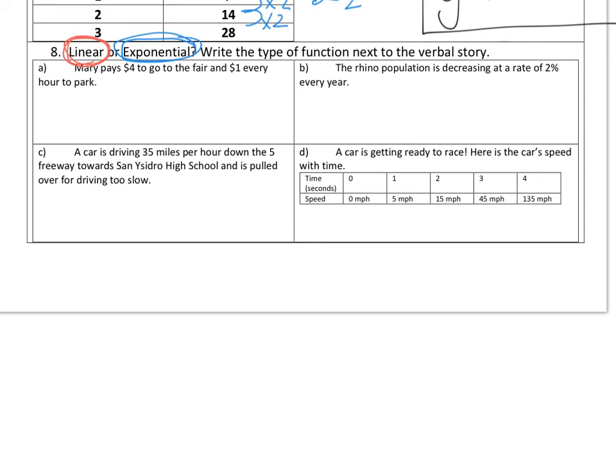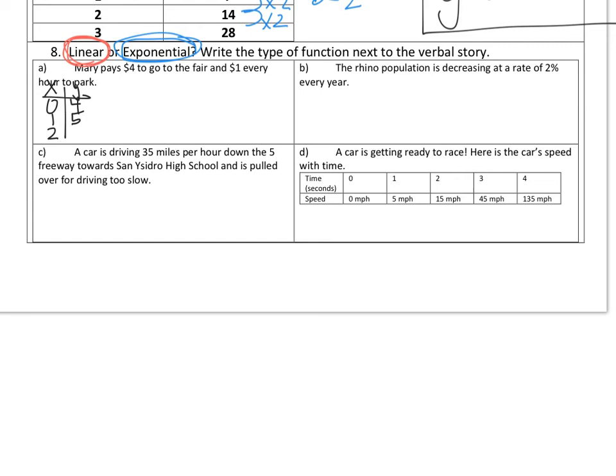Here's our first one. Mary pays $4 to go to the fair and $1 for every hour at the park. Now, maybe you're not totally seeing this yet. I don't know if I do. So I'm going to have x be my hours, so 0, 1, and 2. Let me see if this makes sense. She goes to the fair, so she pays $4 to go to the fair. And then every hour she has to pay $1. So an hour goes by, so now she's paid a total of $5. $4 to go to the fair and $1 for parking.